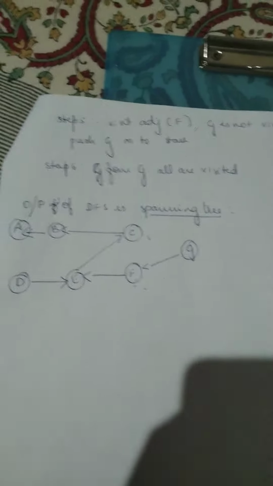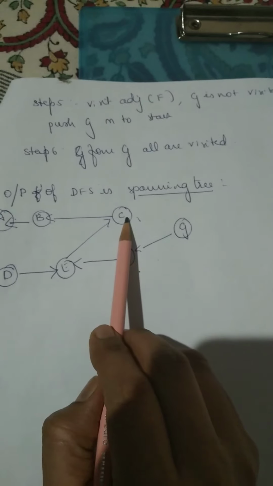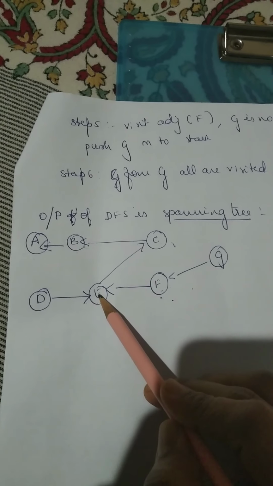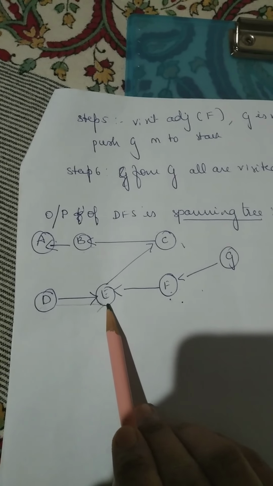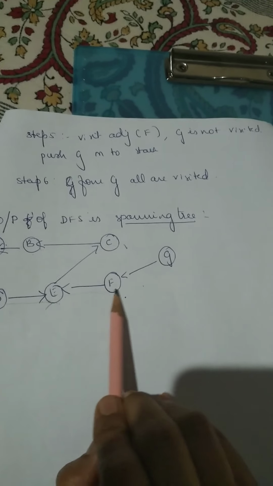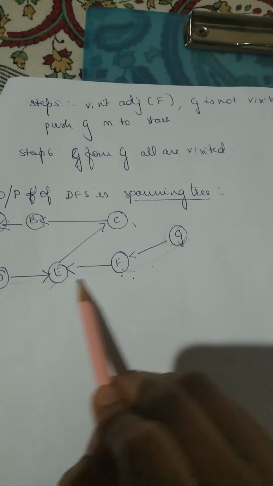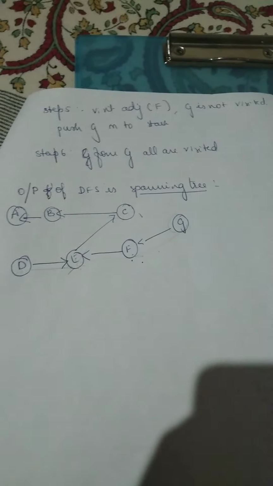From A, I started visiting B, and from B go to C, and from C go to E, and E to D. After D, backtrack to E. D is popped out, and from E I check for an adjacent unvisited vertex, that is F. Okay, and from F to G, again pop G, pop F, pop E, pop C, pop B and pop A. This is a simple example for DFS traversal.